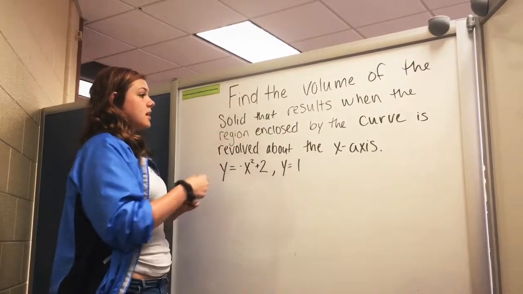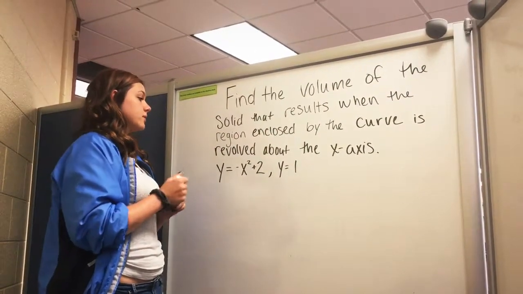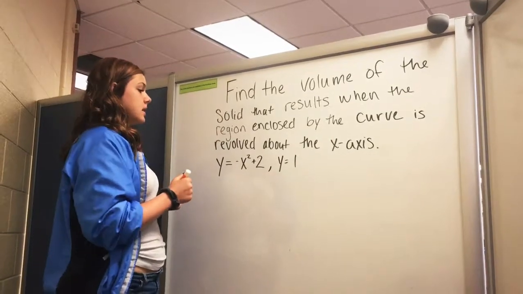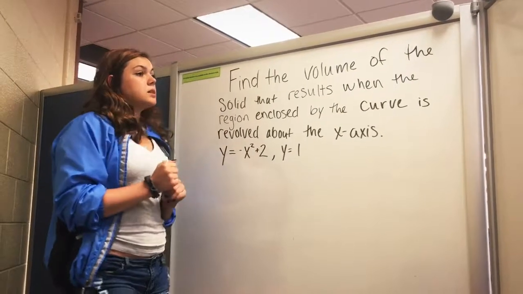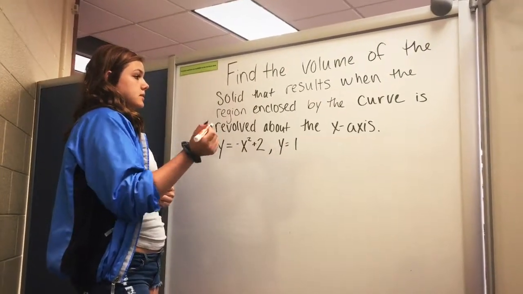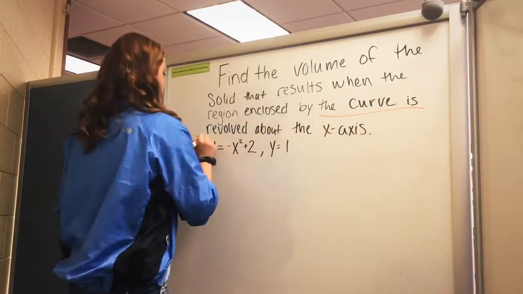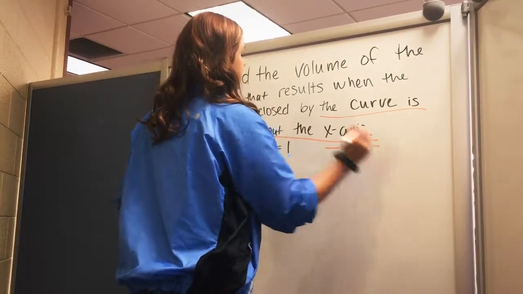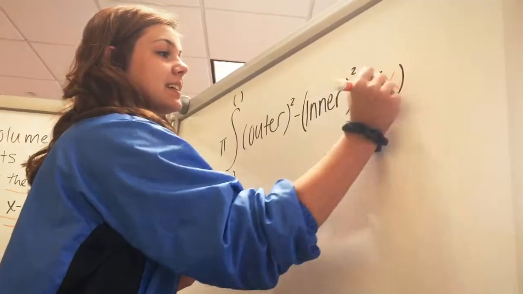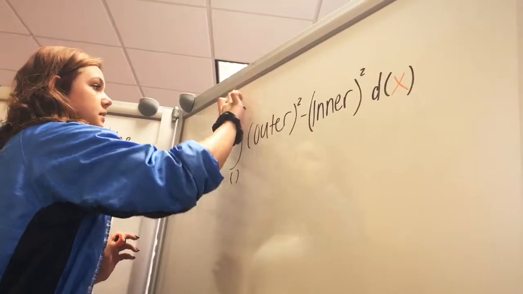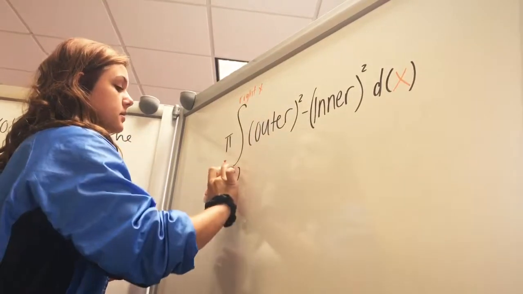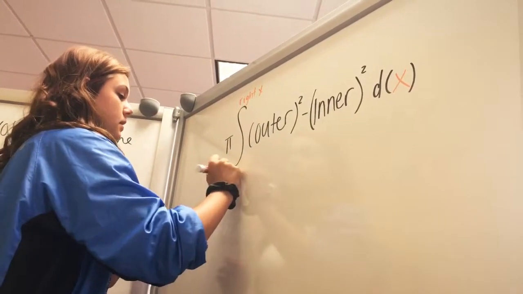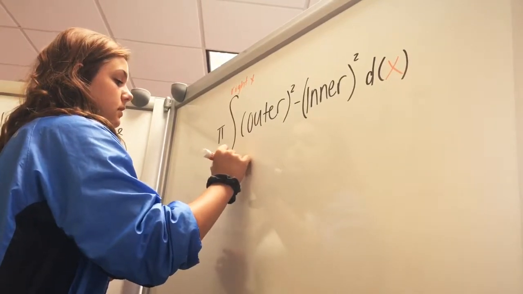So find the volume of the solid that results when the region enclosed by the curve is revolved about the x-axis. And you're given the equations y is negative x squared plus 2 and y is 1. Since the question states that the curve is revolved about the x-axis, you can come over here and fill in dx, and this would be the rightmost x for the bounds, and this one would be the leftmost x for the bound.